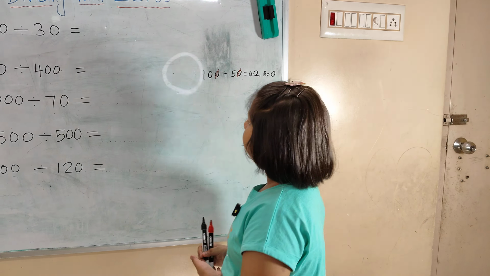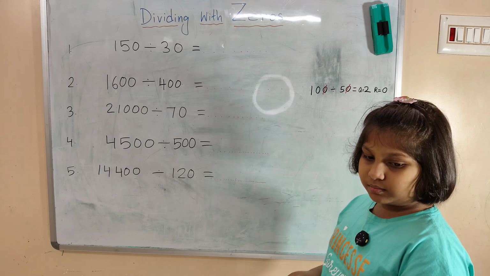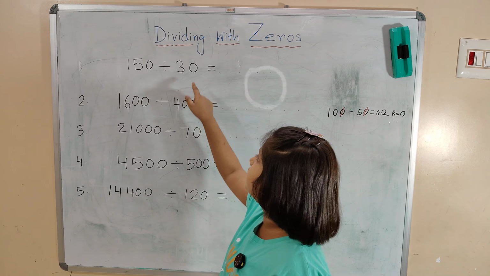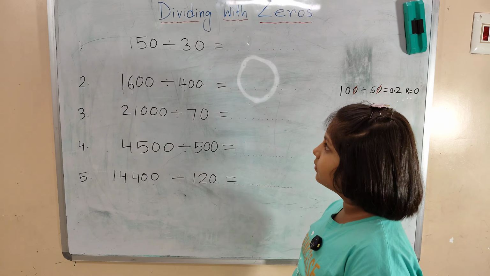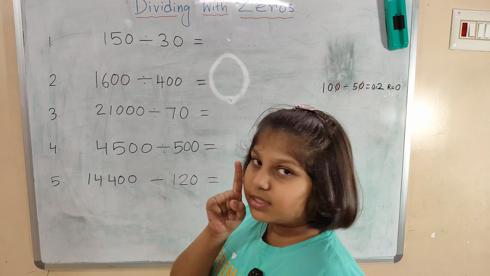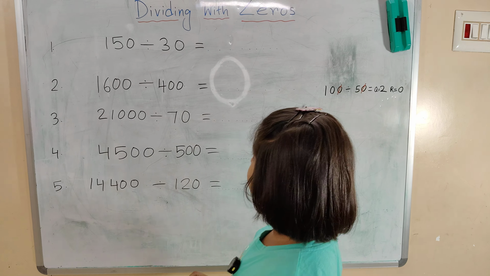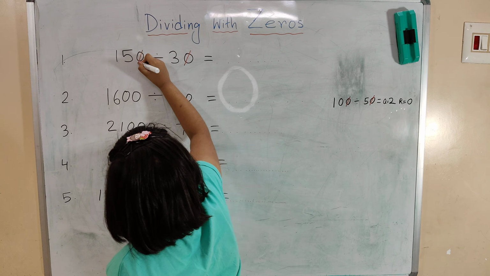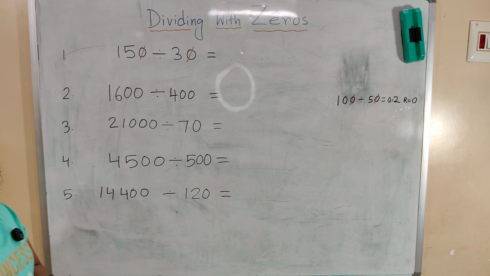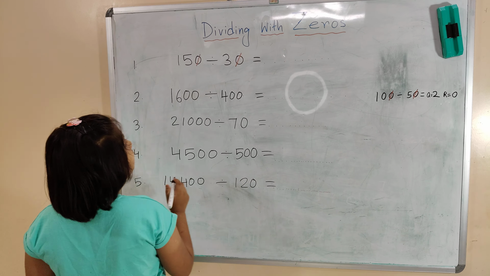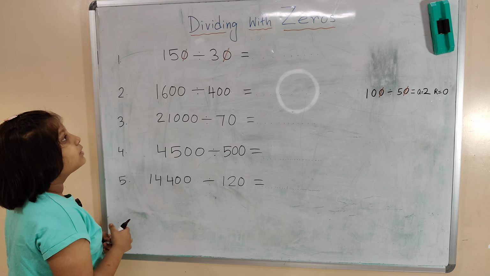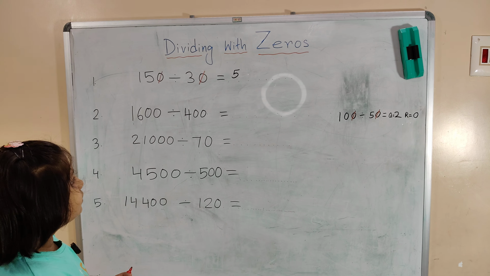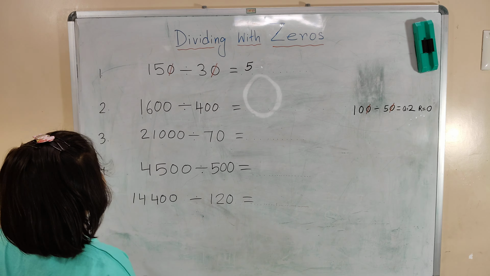So see some questions given on the board. What is the first question? 150 divided by 30. How many zeros are common in both sides? 1 zero, common in both sides, right? So what you're going to do? I will cut the zeros. You will cut 1 zero from each side. Do it. Now what you're going to do? 15 divided by 3. 3 fives are 15. Very good.